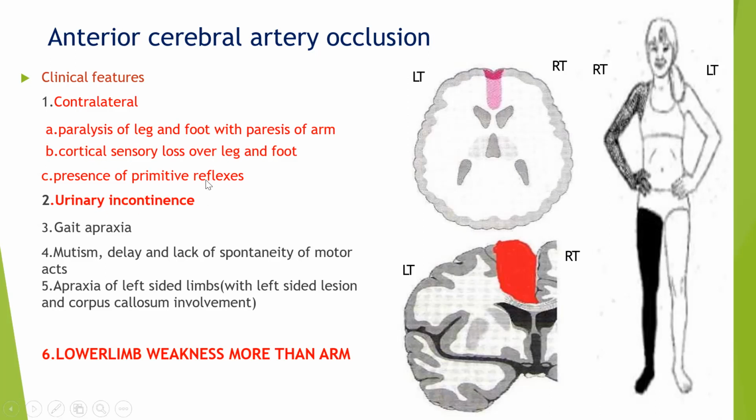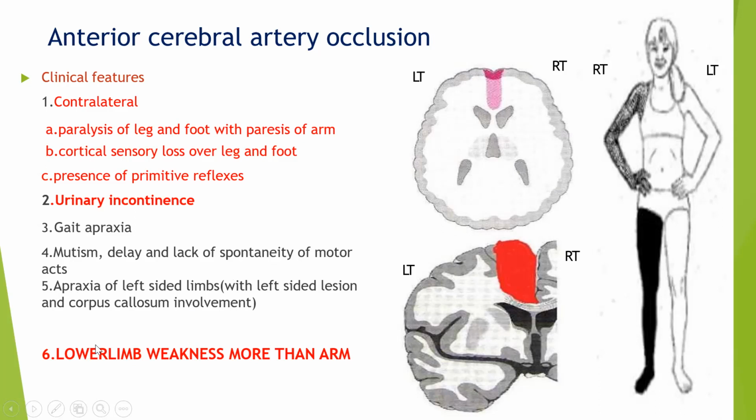And urinary incontinence. The bladder area is located in the anterior cerebral artery territory, so the patient may complain of urinary incontinence. The patient may have gait apraxia, mutism or delay, lack of spontaneity of motor acts, and apraxia of left sided limbs. These occur when the corpus callosum is involved, causing apraxia.